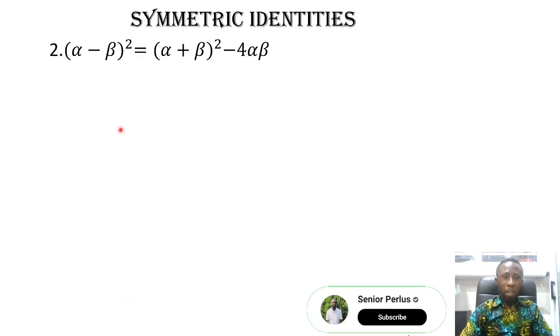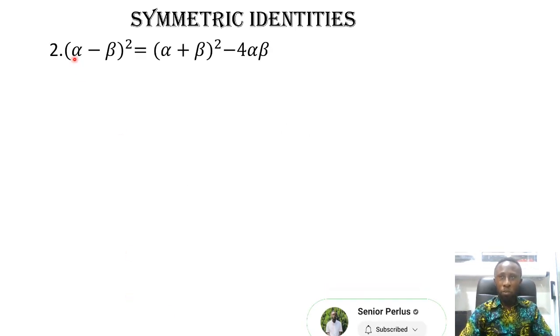So let's move on to our next proof. In proof 2, alpha minus beta all square, we said that you get alpha plus beta square minus 4 alpha beta. How? So let's prove this.